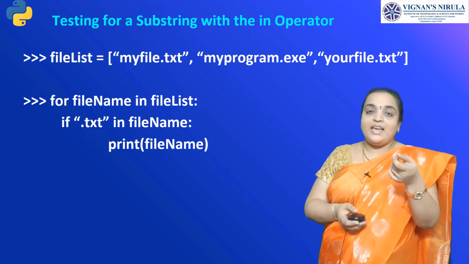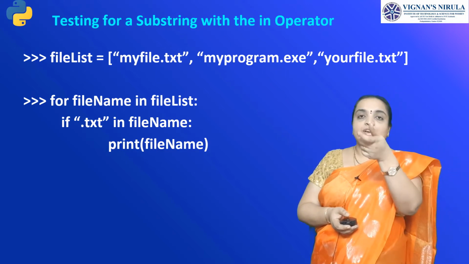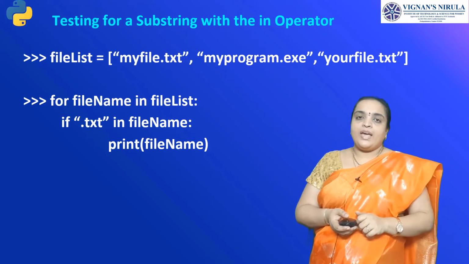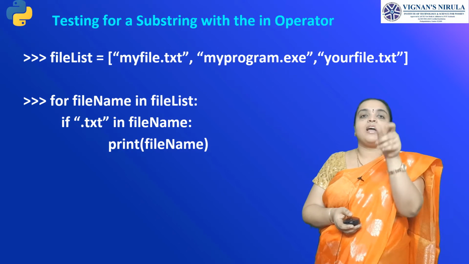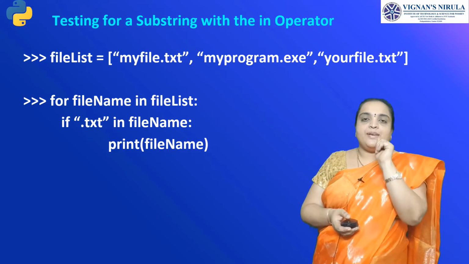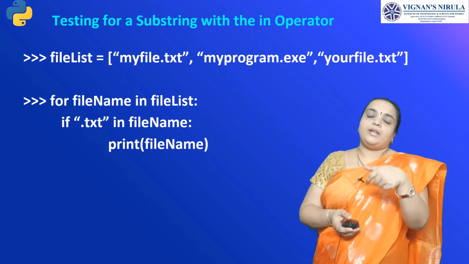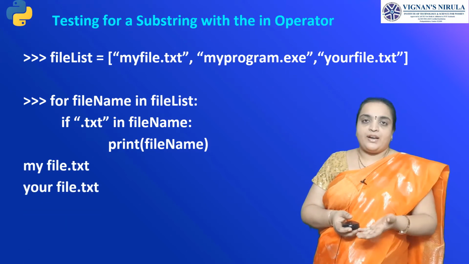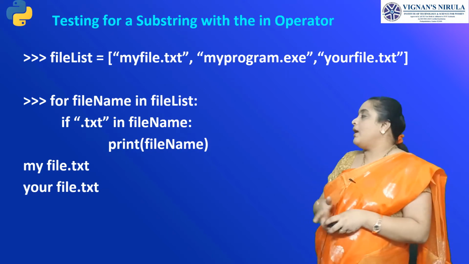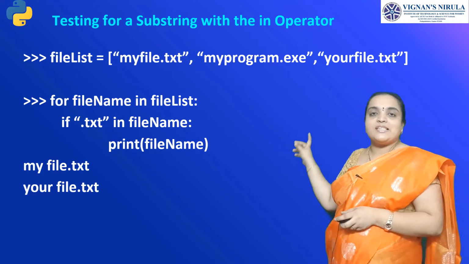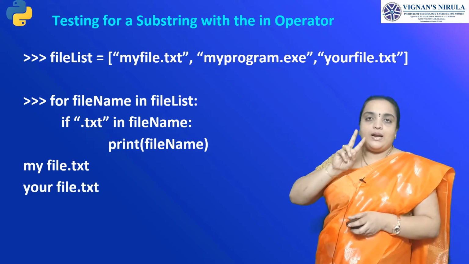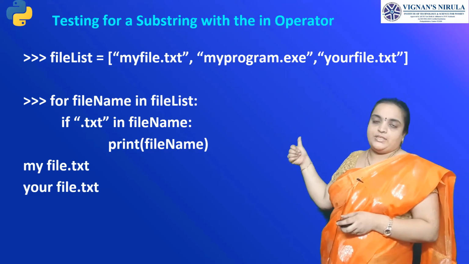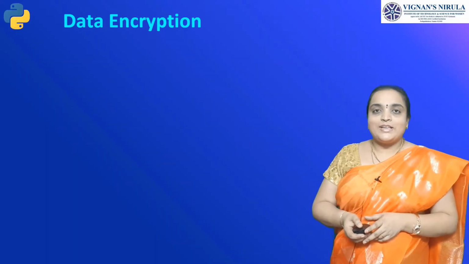For filename in file list. Each and every string will be extracted and assigned to filename. If that filename contains .txt, then you have to print the filename. Otherwise, you discard it. So what is the output? It will print myfile.txt and yourfile.txt, because .txt is contained in 2 items in your list, myfile.txt and yourfile.txt. Both will be printed. Is that clear, students?